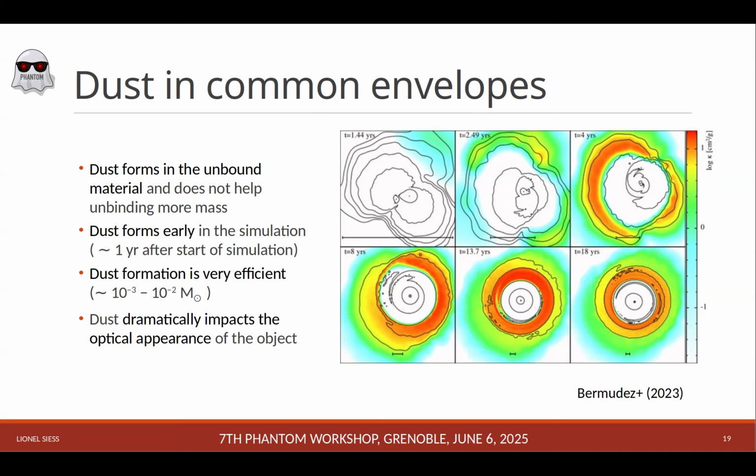So this is the opacity, okay, a tracer of dust. And what we found in those simulations is that actually dust forms in the unbound material. So it's not going to help ejecting the envelope of the common envelope because the material is already lost. Okay. What we also show is that it forms very early. It's very efficient with our implementation of dust formation. But the main impact will be in the optical. The appearance of your object because of the dust will be completely different.